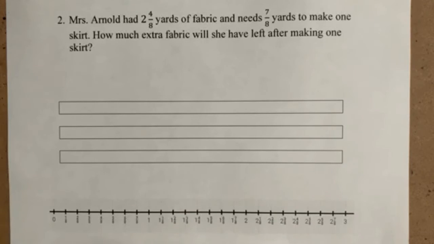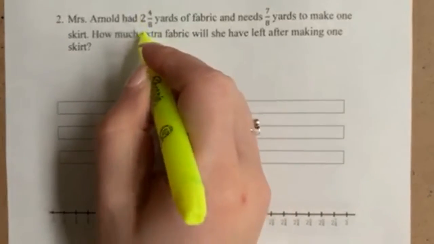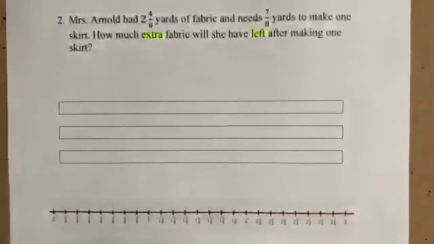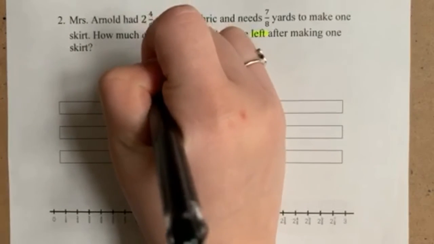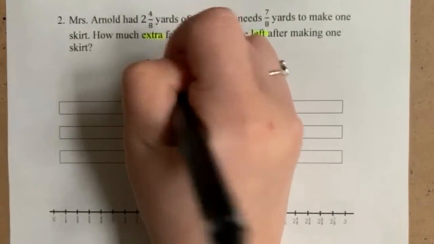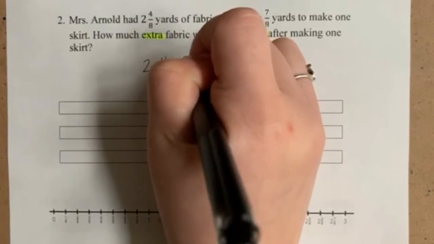Okay, the second word problem, number 2. Mrs. Arnold had 2 4/8 yards of fabric and needs 7/8 yards to make one skirt. How much extra fabric will she have left after making one skirt? Okay, so the key words in this question are how much extra fabric does she have left after making one, so that means I'm going to need to subtract. Okay, so our equation will be 2 4/8 minus 7/8.